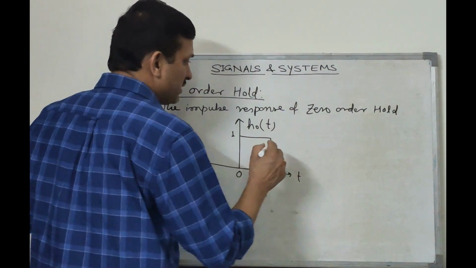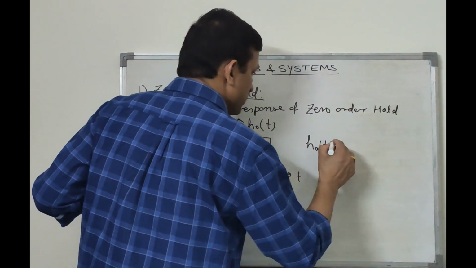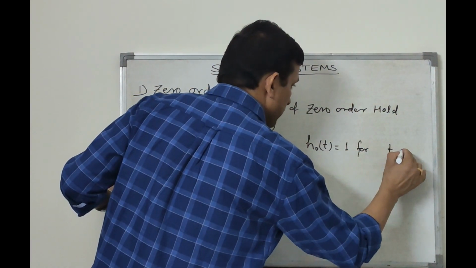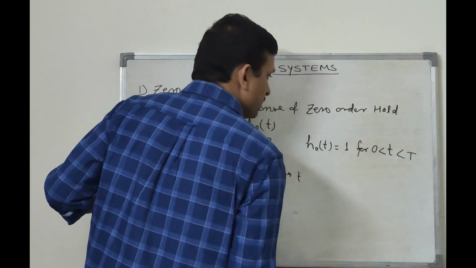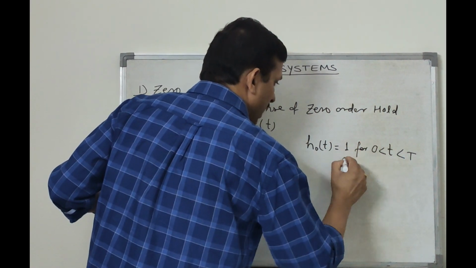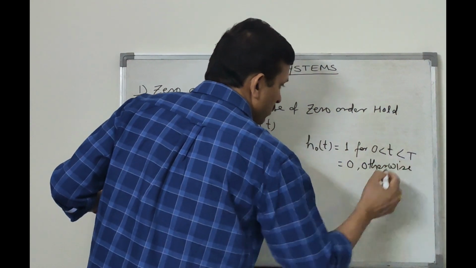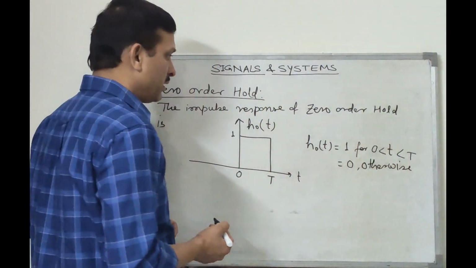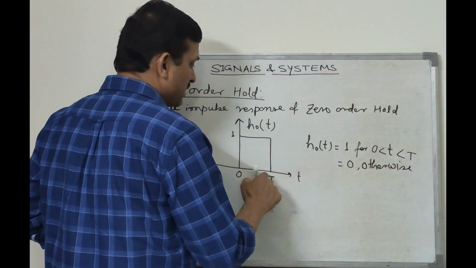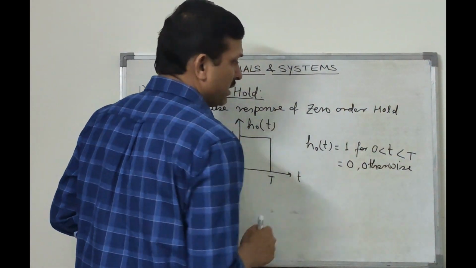Then we have to define this h0(t). Here h0(t) is defined as 1 for t between 0 and T, and it is 0 otherwise. This is the definition of zero order hold. It is 1 for the interval 0 to capital T, where capital T is its duration or width of this zero order hold, and 0 otherwise.